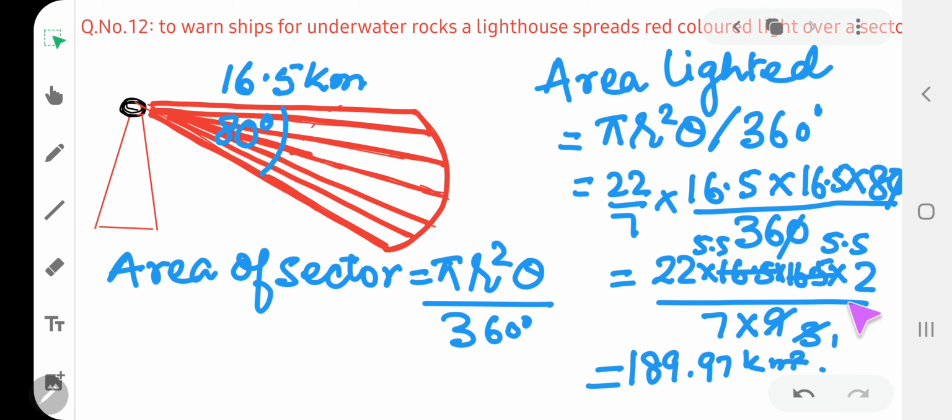Now once again cancel out whatever you are able to cancel, and remaining by calculation you will get that this is equal to 189.97 kilometer square.